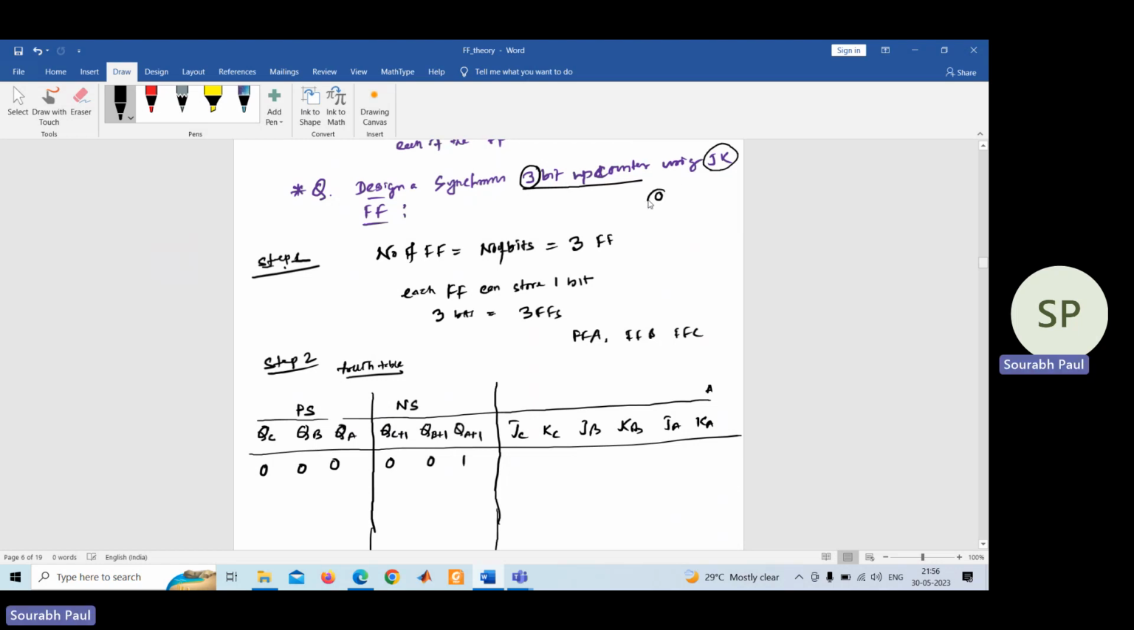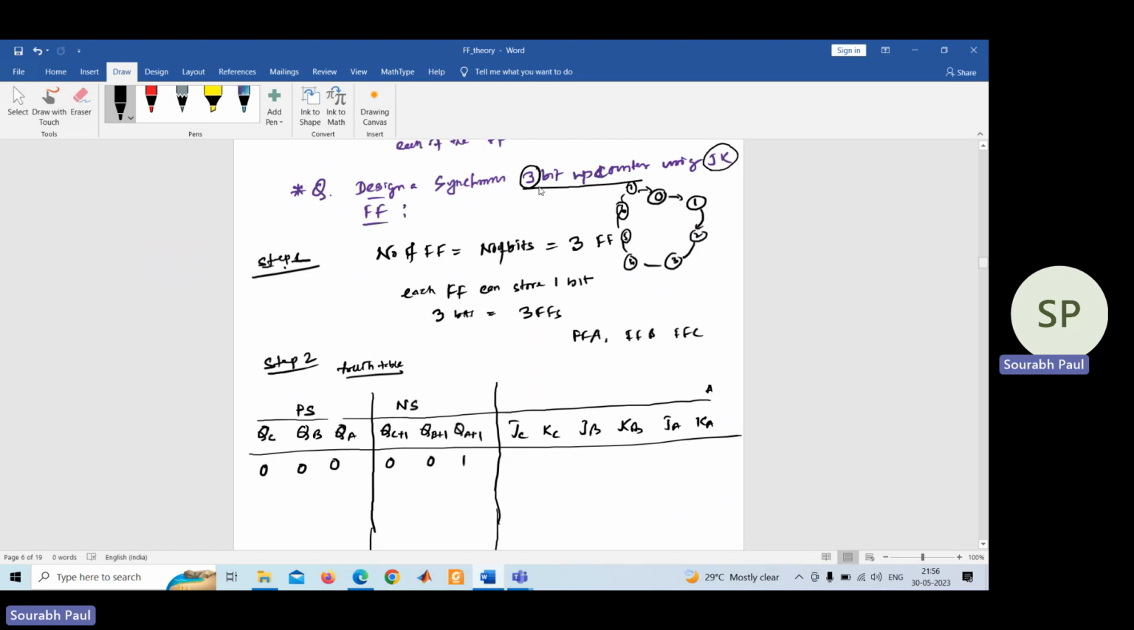It will start from 0, the next count will be 1, then 2, then 3, then 4, then 5, then 6, then 7, then 0. Then again it comes back to 0. So how many counts is it doing? Total 8 counts. Okay. 3-bit up counter means how many counts will it do? Total 8 counts, starting from 0 up to 7. 0 to 7 means total up count.